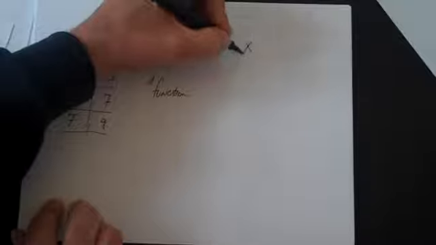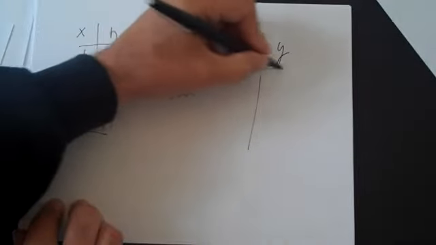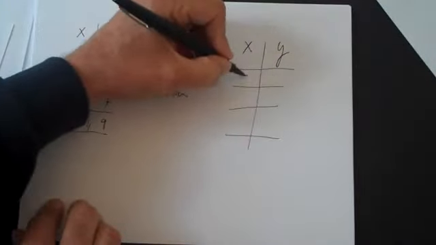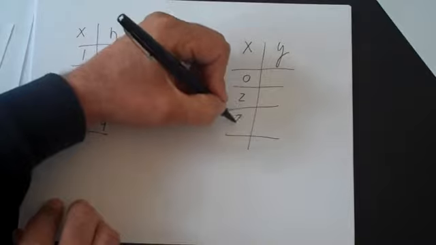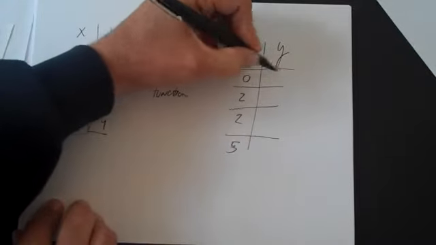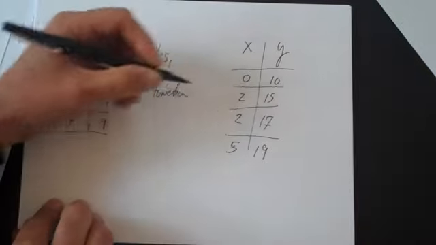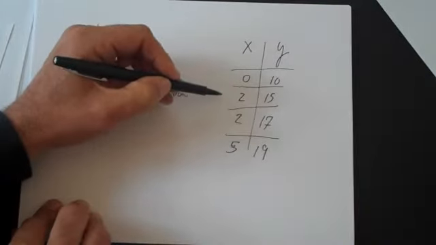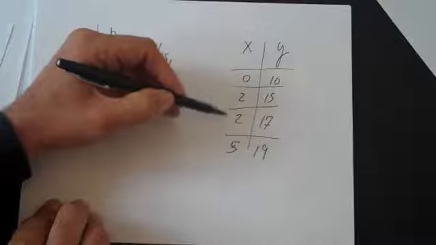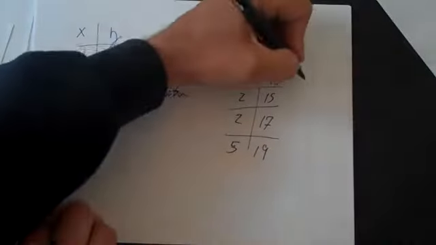Here's a case where it's not true. 0, 2, 2, 5, 10, 15, 17, 19. In this case, x equal to 2 is actually associated with 2 different y's, so this is not a function.